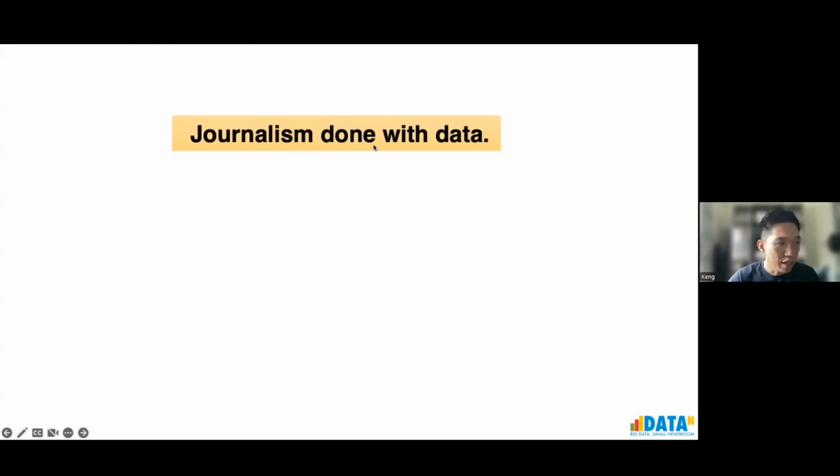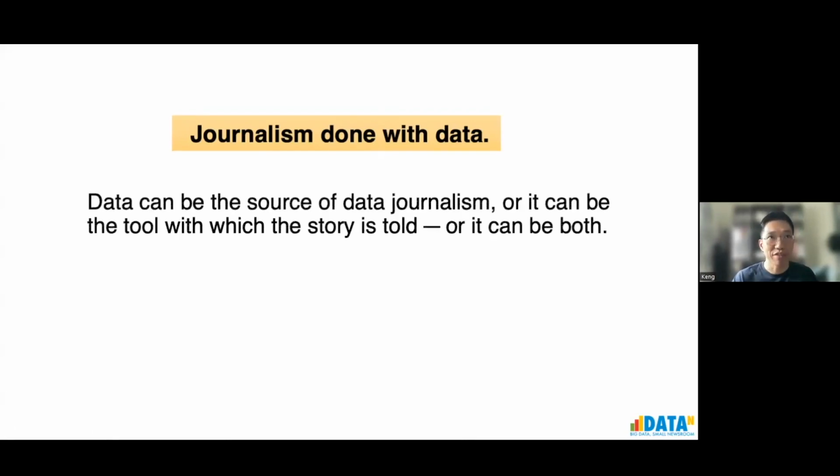All right, very quickly, data journalism in a very short definition is journalism done with data. But to be more specific, data can be the source of data journalism, or data can be the tool that helps you to tell the story. Or sometimes it can be both. So think about two things here. Data can be the source of your story, and data can be a tool to help you tell a better story. And sometimes data can be both in your story, both as a source as well as a tool.